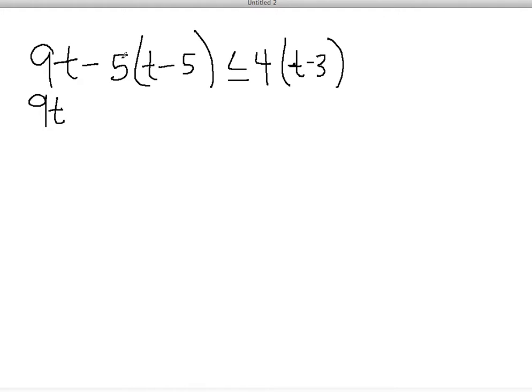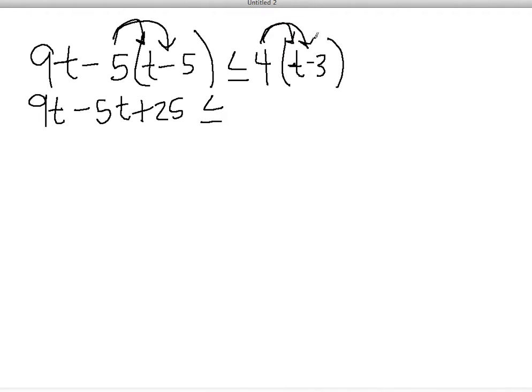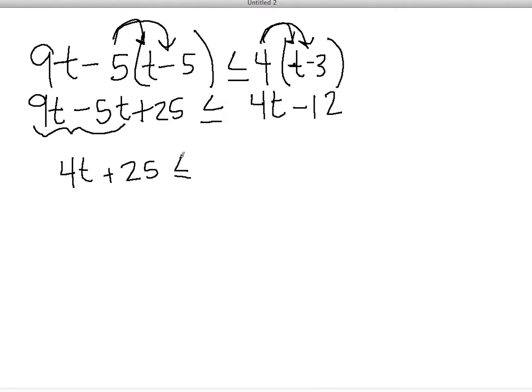So I'm going to get 9t, and I'm going to distribute this here and here. So negative 5 times t is negative 5t, and then negative 5 times negative 5 is plus 25. It's really important that we don't lose any negative signs. I bring down this, so it's less than or equal to, and now I'm going to distribute my 4 as well. So we're going to get 4t minus 12. Okay, and now just like a normal equation, I'm always going to try to combine like terms first. So I'm able to combine this one. So I get 4t plus 25 is less than or equal to 4t minus 12.